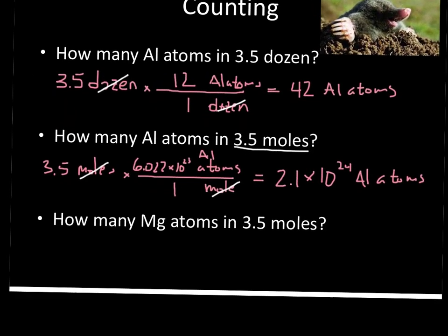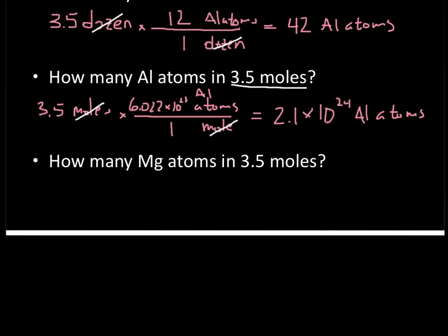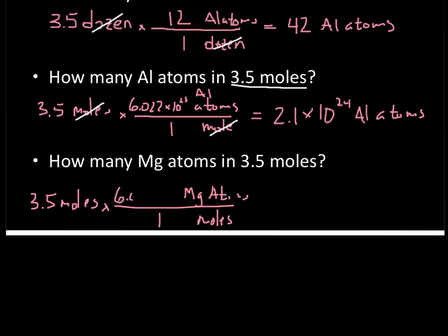Alright, I'm going to slide this up so we can see that last one a little bit better. So how many magnesium atoms are in 3.5 moles? We can do this one together. So 3.5 moles of magnesium. And there is, on the bottom, moles. So on top, we can do magnesium atoms. And for every 1 mole, there's 6.022 times 10 to the 23rd. Moles cancels out moles. We can solve this, and we find out that there's also, in 3.5 moles, 2.1 times 10 to the 24th magnesium atoms.